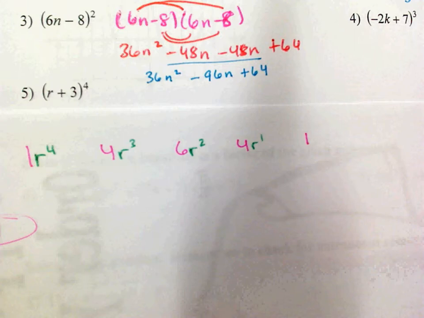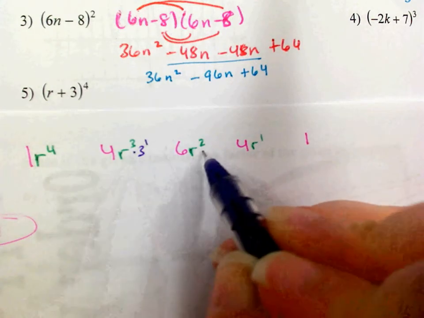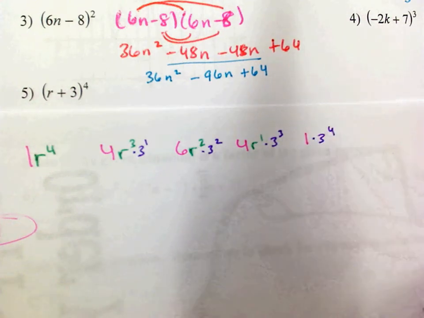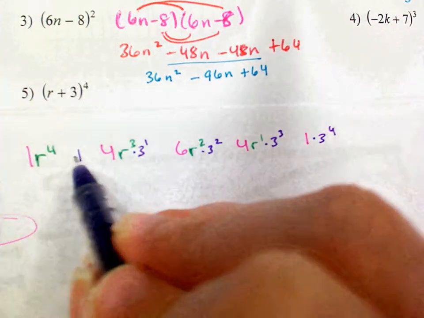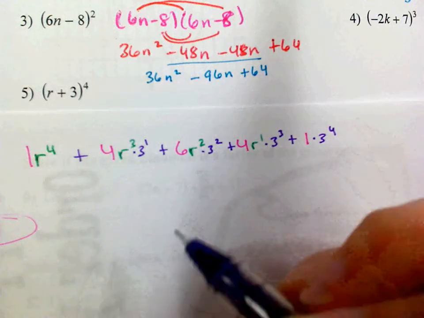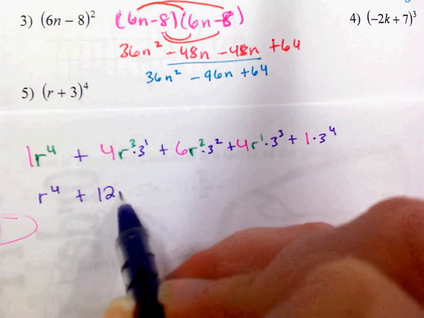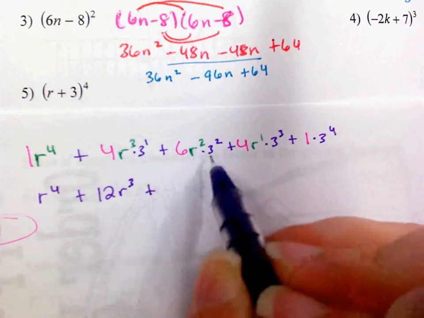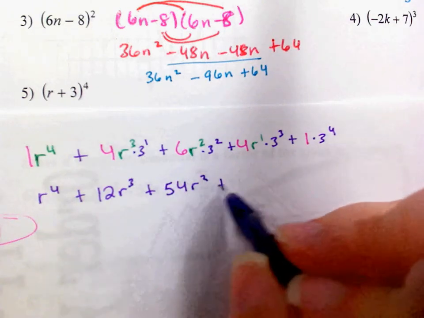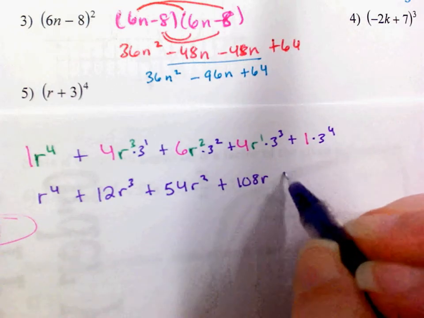And then I've got 3. No 3, 3 to the first, 3 to the second, 3 cubed, and 3 to the 4th. Okay, and then I multiply. These are all plus signs because there's plus in between, and none of them are negative. So I've got r to the 4th plus 3 times 4 is 12, so 12r cubed, plus 3 squared is 9, 9 times 6 is 54, r squared, plus 3 cubed is 27, 27 times 4 is 108r, and then 3 to the 4th is 81.